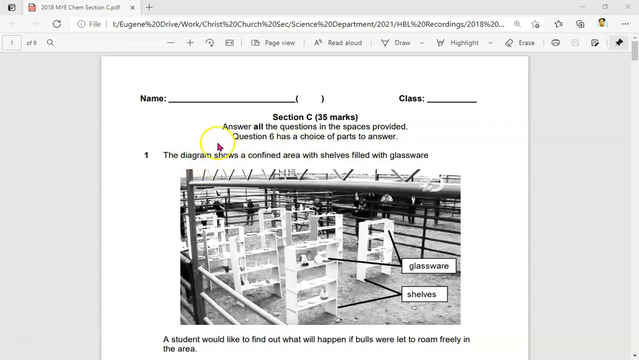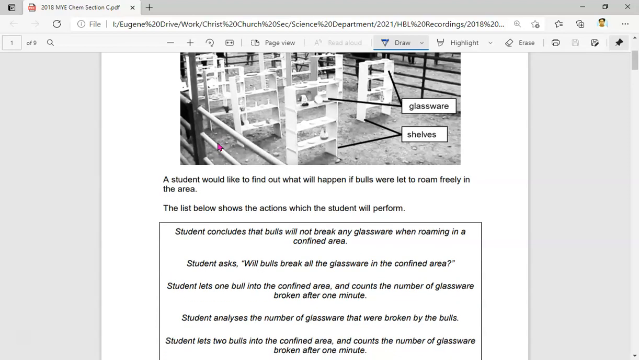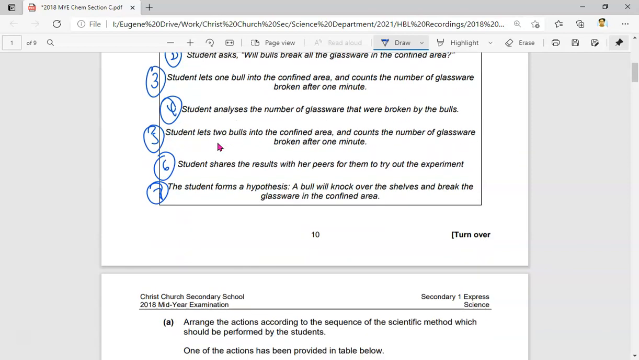The diagram shows a confined area with shelves filled with glassware. So students are finding out what will happen if bulls were let to roam freely. So you let the bull go in. The list below shows the actions which the students will perform. There's action 1, 2, 3, 4, 5, 6, 7. So in total, there are 7 actions that the students will perform. Take note, this is not in sequence.